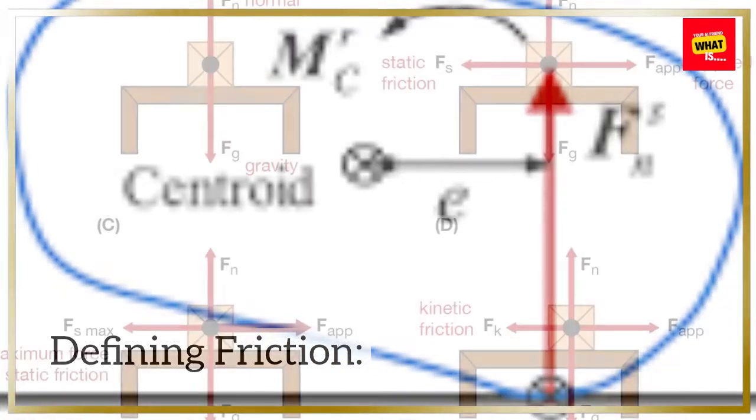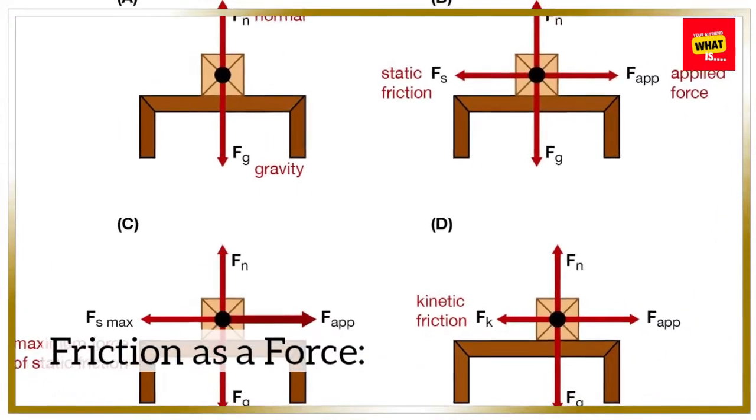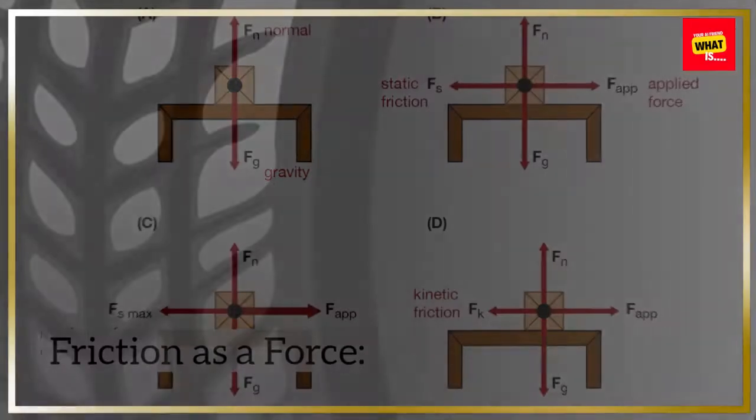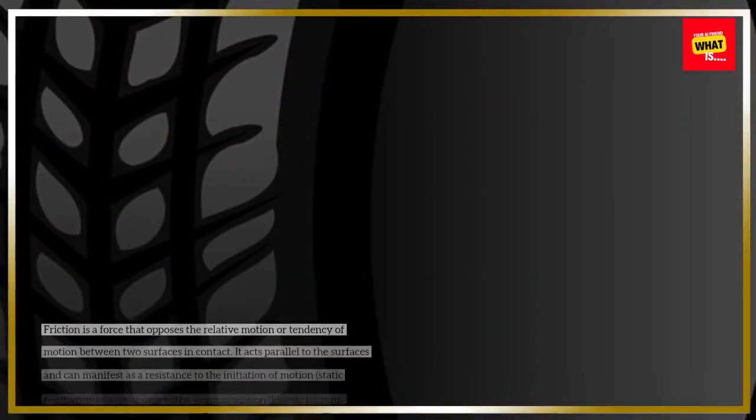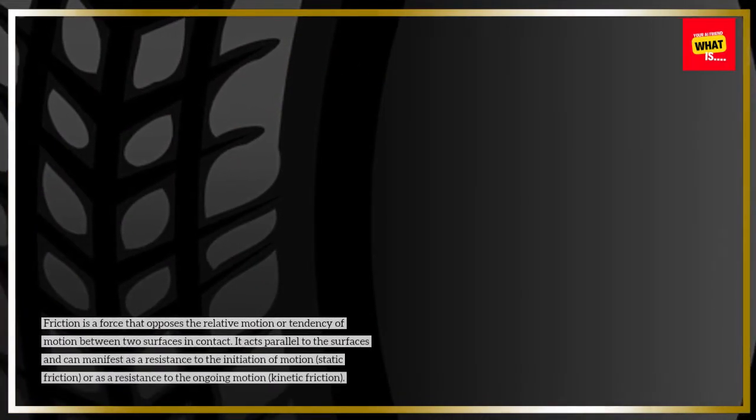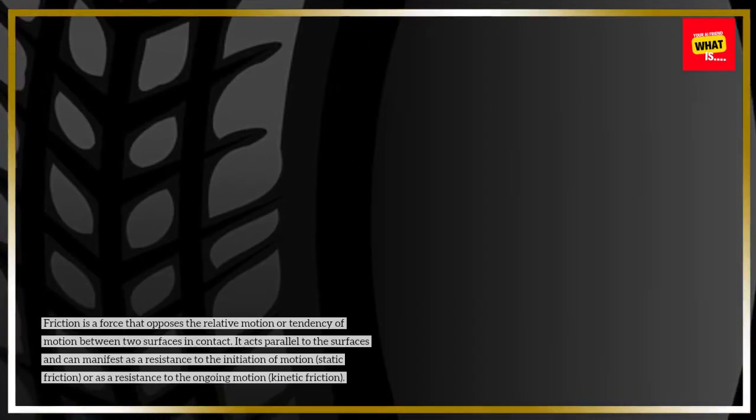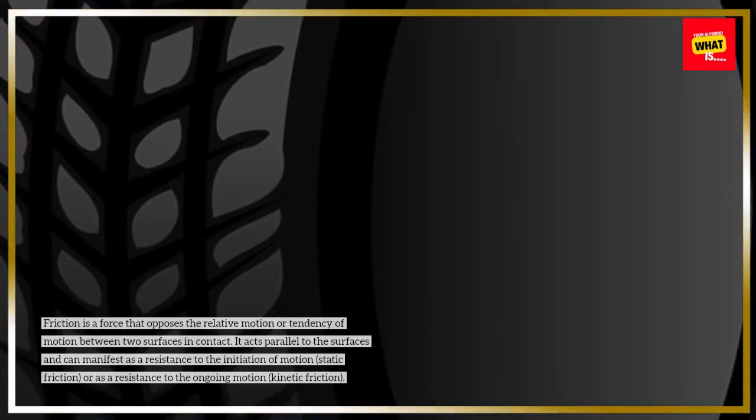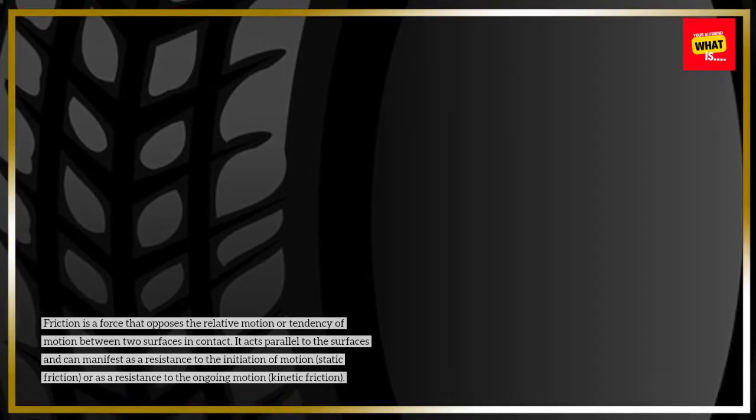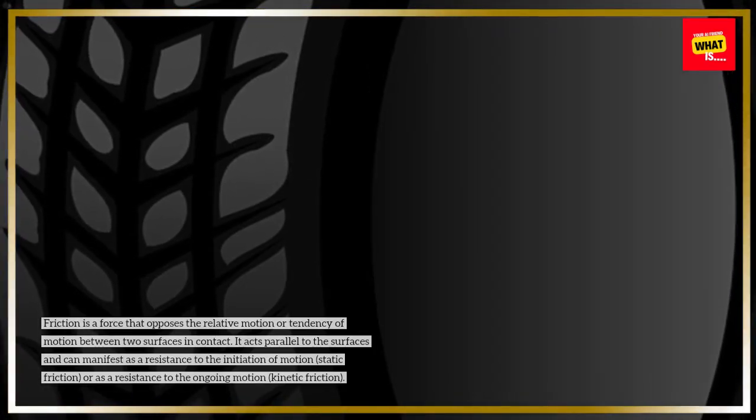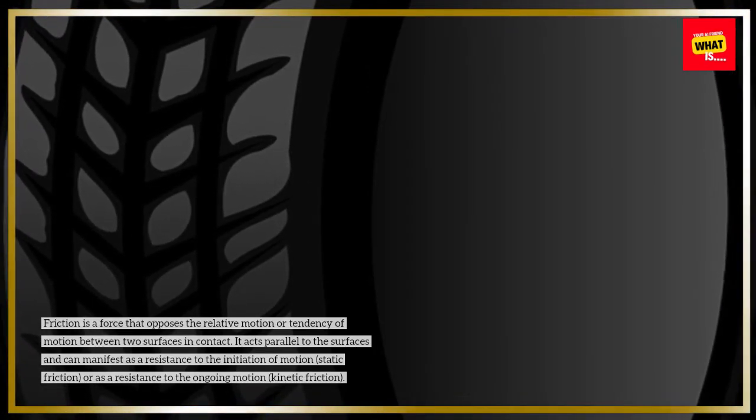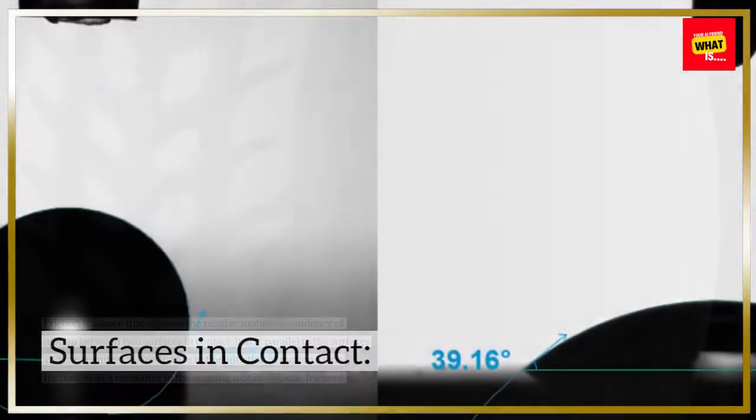Defining friction. Friction as a force. Friction is a force that opposes the relative motion or tendency of motion between two surfaces in contact. It acts parallel to the surfaces and can manifest as a resistance to the initiation of motion, static friction, or as a resistance to the ongoing motion, kinetic friction.